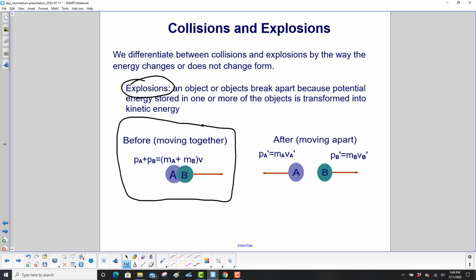We have two objects moving together. So the momentum of A plus the momentum of B is equal to their combined mass, m sub A plus m sub B, times the initial velocity. After they move apart, and that's what this little prime sign means, the momentum of A after they explode is the mass of A times the final velocity of A after the explosion. And same thing over here, just for object B.